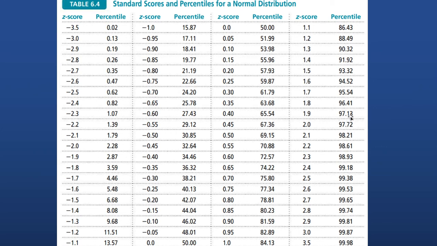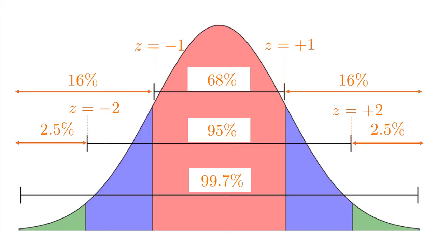Now using the 68, 95, 99.7 rule, you're sort of rounding the numbers. But 97.72% is from here to here. Now, just using this rule, we would get 97.5, so we'd be off by a little bit compared to what you'd get from the table.